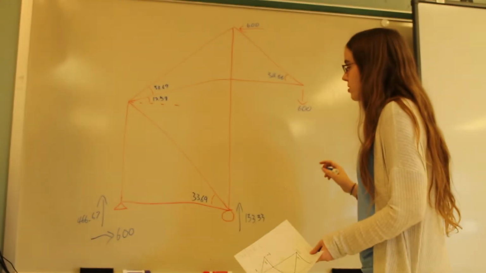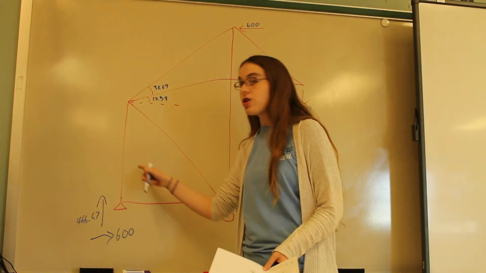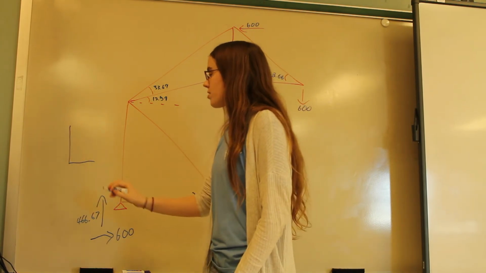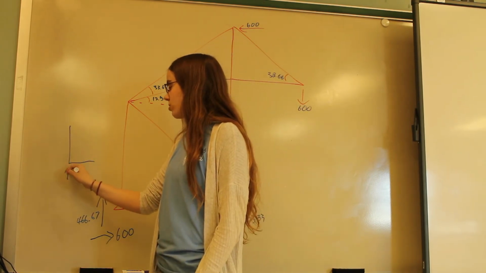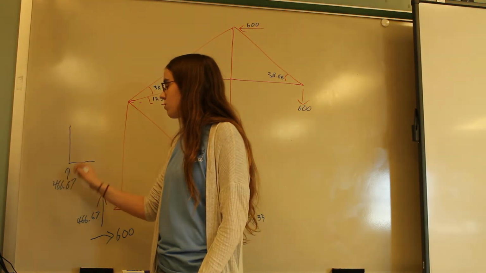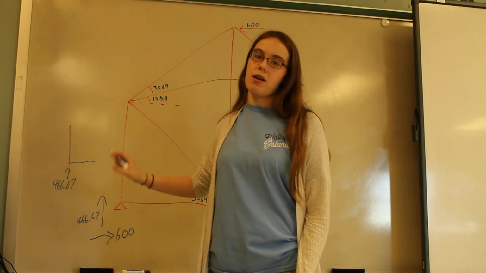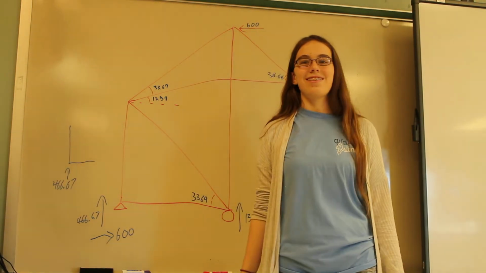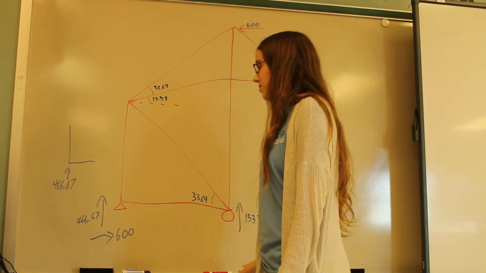And so what we do is we look at a particular corner and we isolate that corner. And so this has a force of 466.67 on it, right? So this beam has to be able to take 466.67 force. Yes? How do you decide which corner to start in?